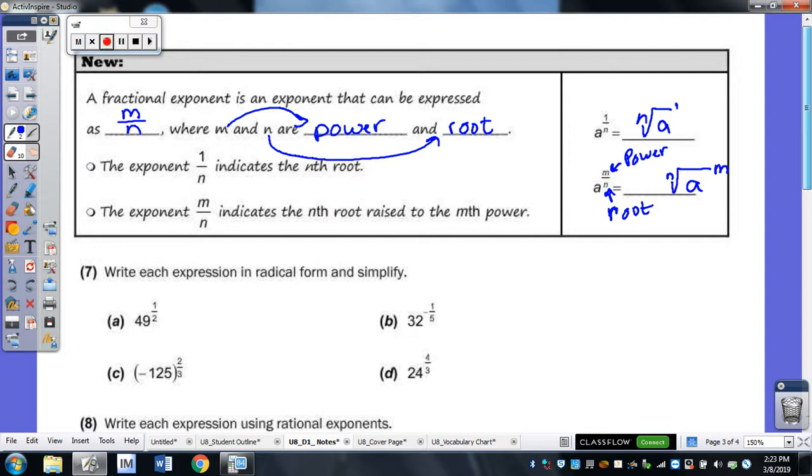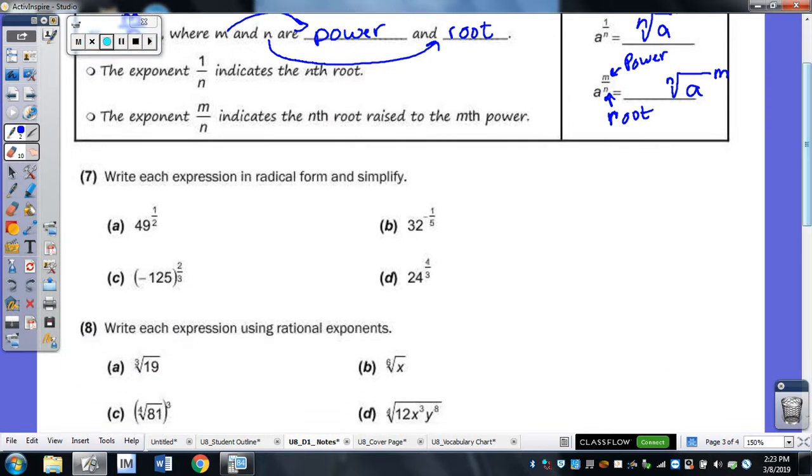So let's take a look at our examples here. So 7, we are going to just rewrite each expression in radical form, and then we're going to simplify. So again, this top one is your power. Bottom one is our root. So we're finding the second root, also known as the square root, of 49 to the first power. So that is 7.